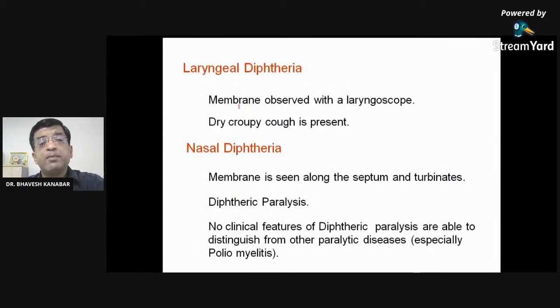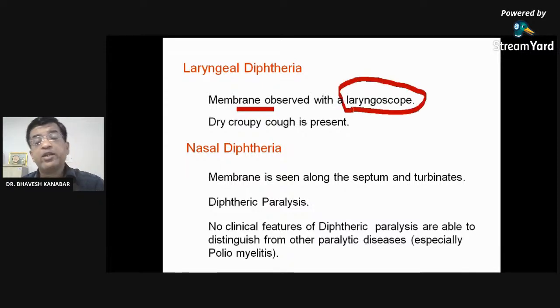Laryngeal diphtheria: here the typical membrane is observed with an instrument called a laryngoscope. Whenever the membrane is present in the oral cavity, you can easily recognize it by opening the oral cavity. But whenever the membrane is present in the laryngeal part, you have to use an instrument called a laryngoscope. With its help, laryngeal diphtheria can be recognized, and a dry croupy cough is present.